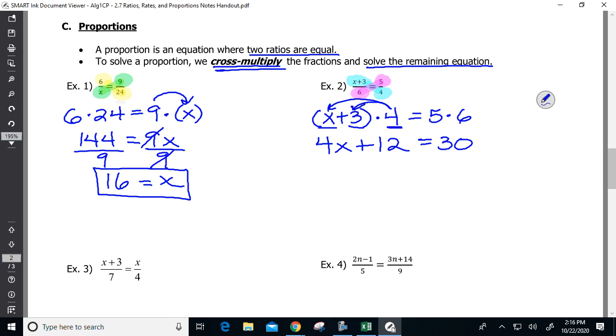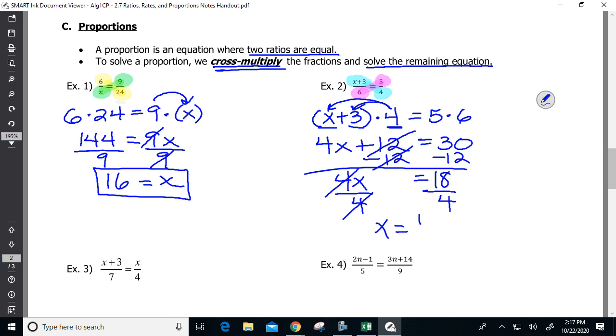Alright, so what do we do first? Subtract 12. So we're going to subtract 12. Drop out. So 4x equals 18. Then what? Divide by 4. Then we divide by 4. Look at all this good work that we're showing to verify how we got our answer, because this is how we get full credit.